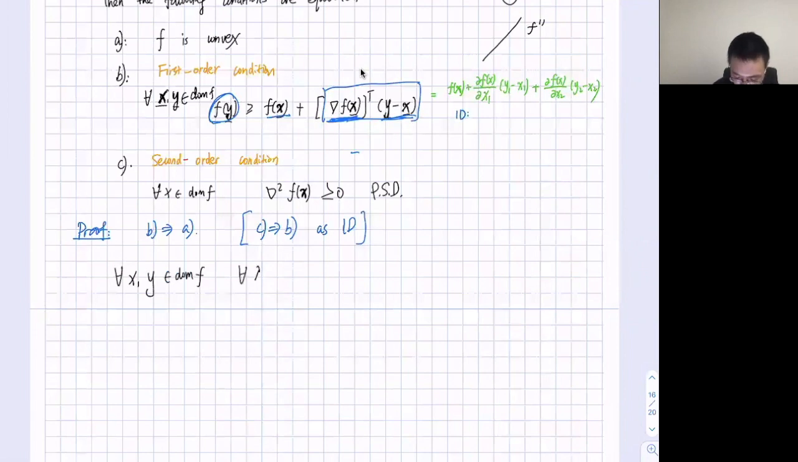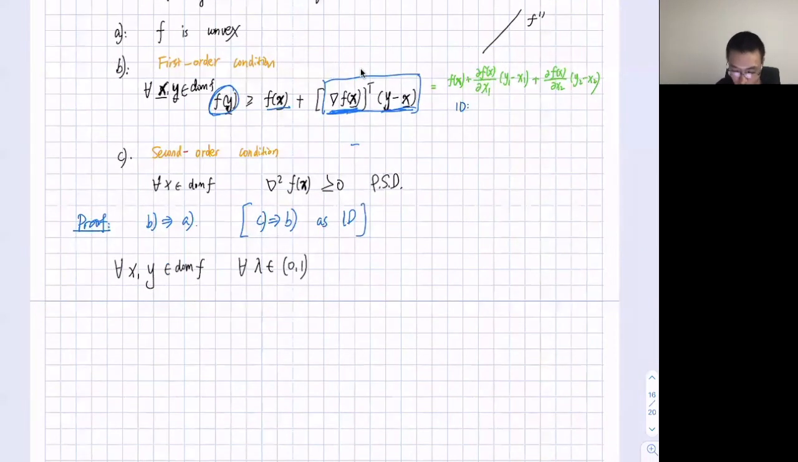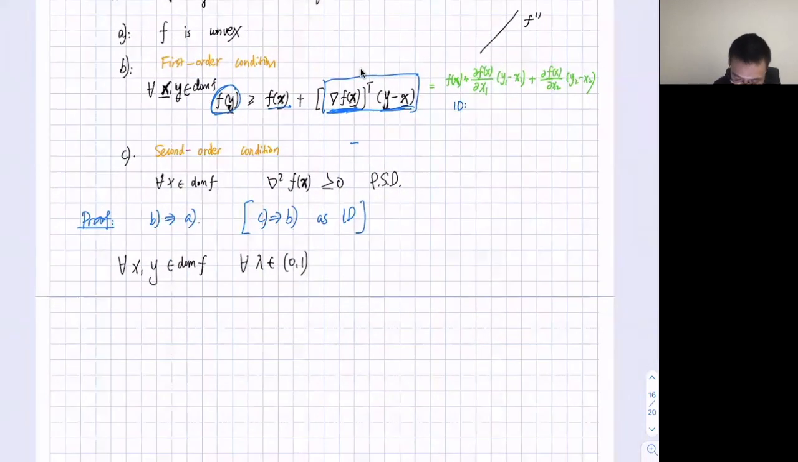And for any lambda between 0 and 1. Just for convenience, I define z as lambda x plus 1 minus lambda y. My goal is to show that f of z, the function, should be less than or equal to the weighted average of f of x and f of y.